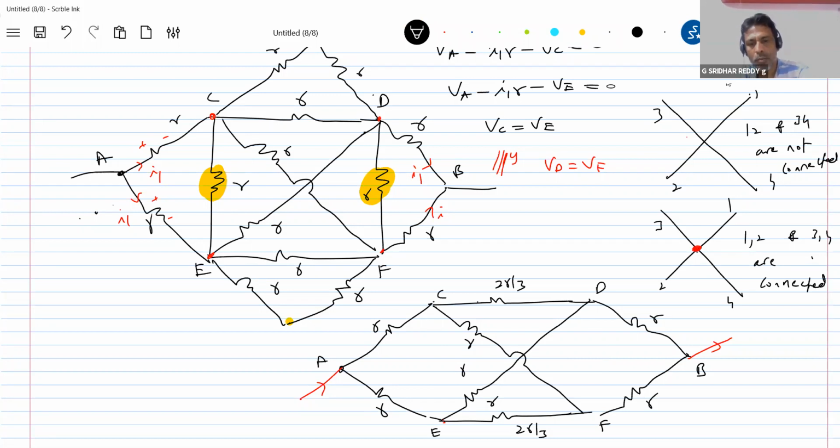So how to find this out? If you want to redraw it, again, this will not help you much. Is there any other alternative method? I'll go for the current distribution. Rather than current distribution, I'll find out the potential at C and D. So can I go for potential at C and D?